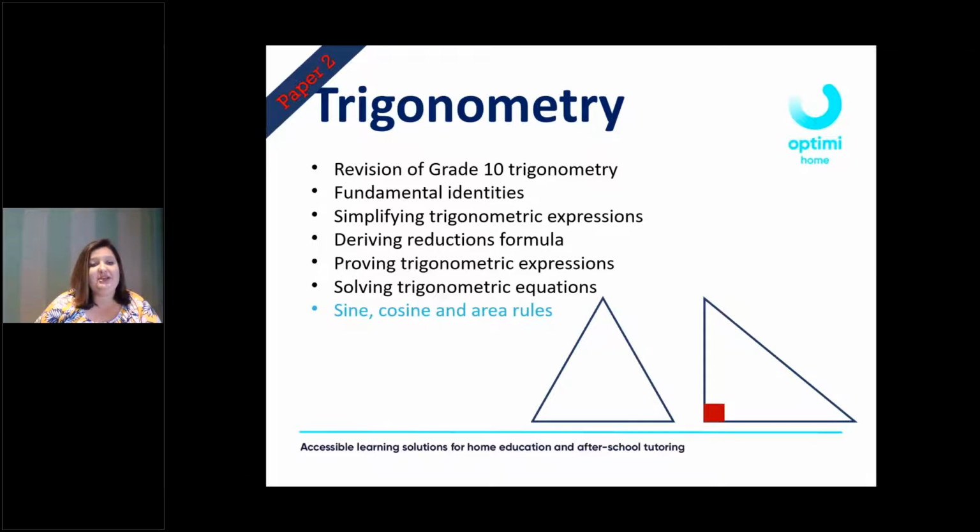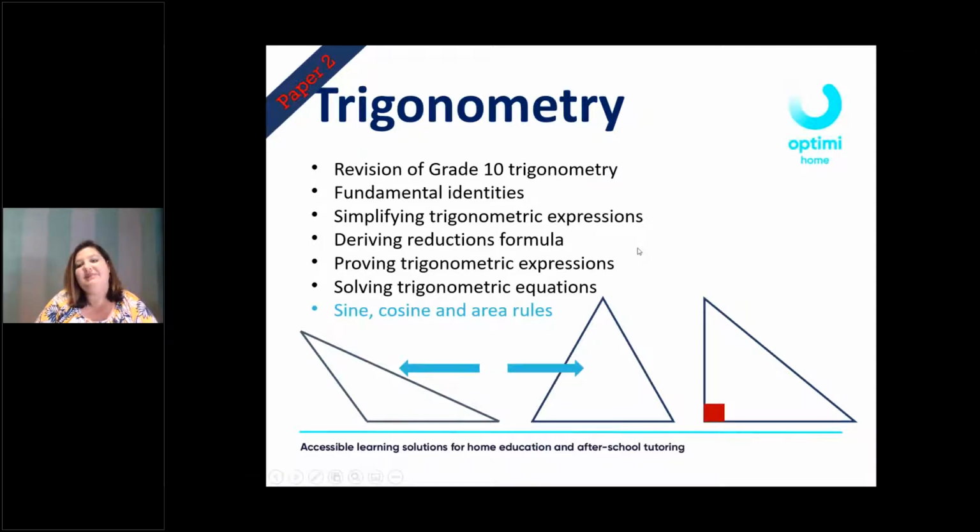So what makes it so special is that, yes, we are still going to work with triangles, but in this case, we're going to work with triangles that are not right-angled triangles, meaning they do not have a 90-degree angle. So we do get triangles with acute angles, meaning they are smaller than 90 degrees, or a triangle with an obtuse angle, meaning the angle is more than 90 degrees.